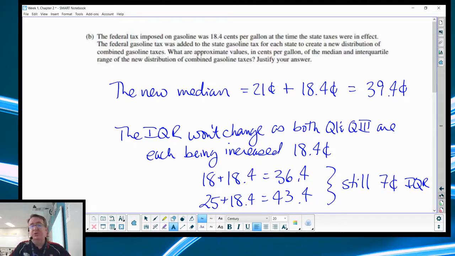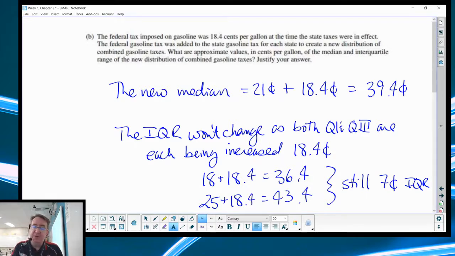You need to explain that the median is going to increase because all the values are going to go up by 18.4 cents. So everything moves up, which I have down here. The new median is going to be 39.4 cents. The IQR is going to stay the same because everything is moving up the same amount, so the range is going to stay the same.